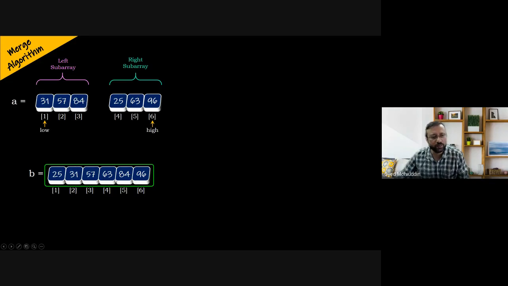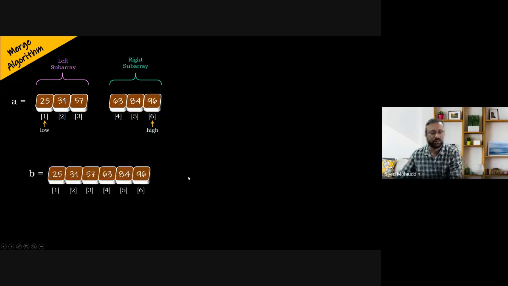Now we have to copy these elements back into the complete array A. So what we do is we use a variable k. That k variable is pointing to the first index of array A as well as the first index of array B. And then each element is copied back, incrementing the index k.